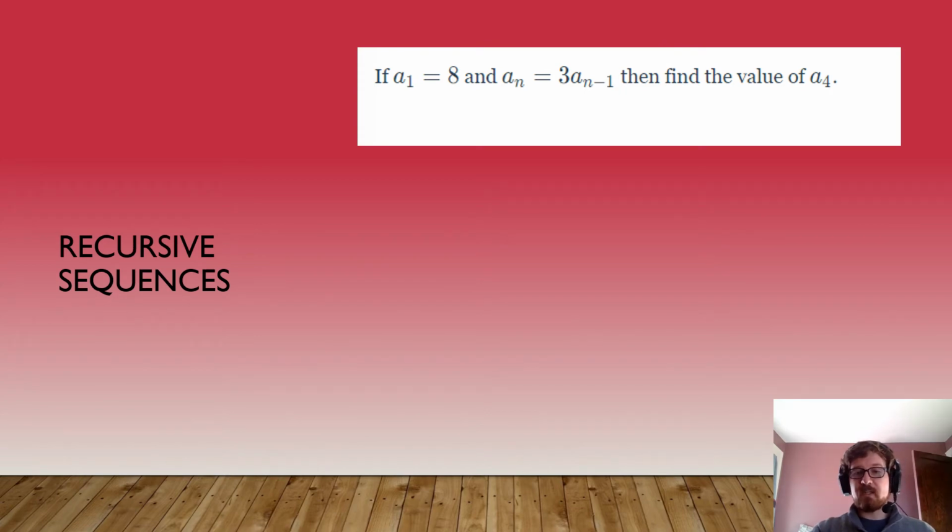Now, this is an example of a recursive sequence, and it's exactly like what's going to be in your Delta Math homework. We're given if A1 is equal to 8, and then we're told An is equal to 3 times An minus 1, then find the value of A4. This might look really confusing until you take a sec and realize, well, this is just saying one term is equal to 3 times the previous. We're just multiplying by 3.